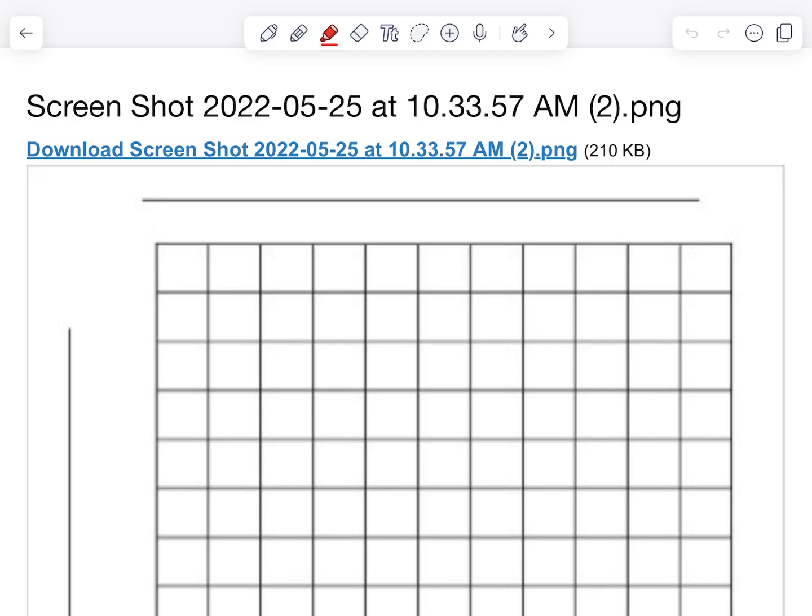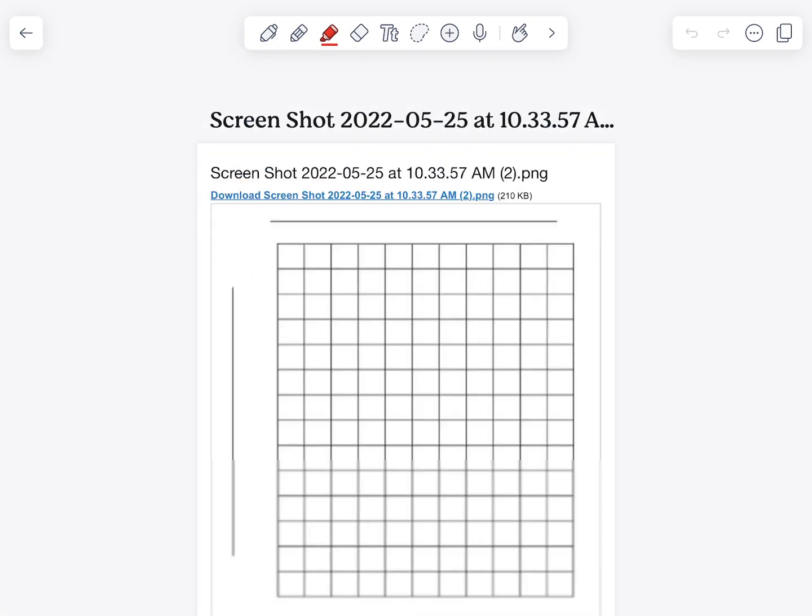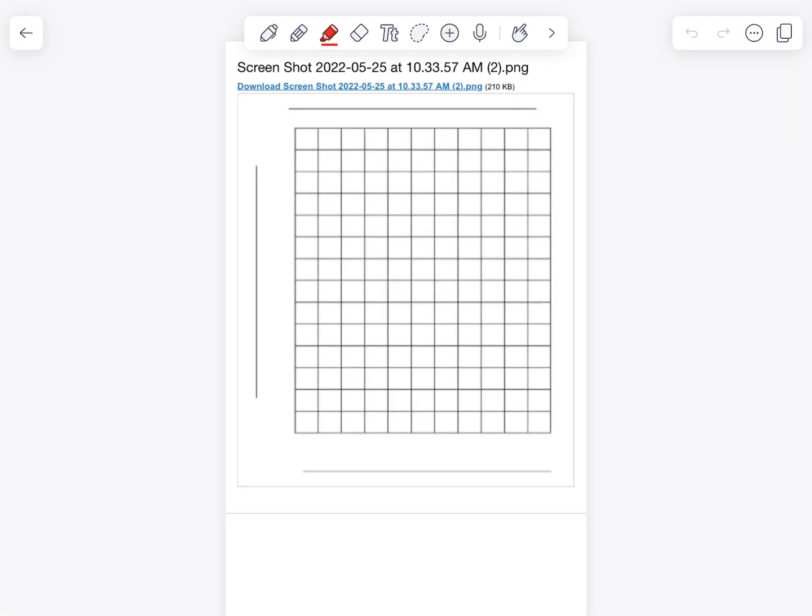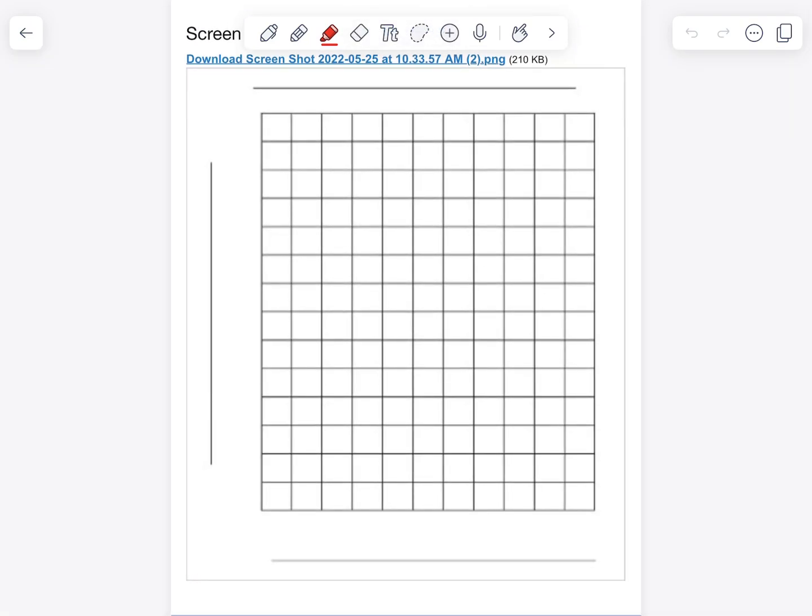Hey gang, so this is a quick tutorial on how to make a bar graph and scatter plot for your rocket project. What I've done is I've taken the template that I've linked on your Canvas page. It's literally linked there as template, and I put it into Notability.